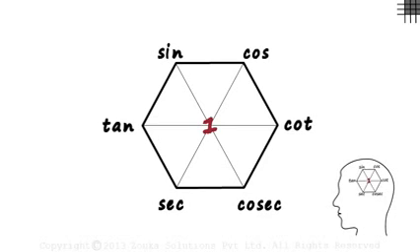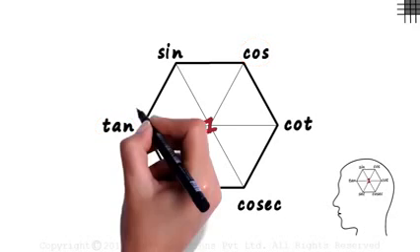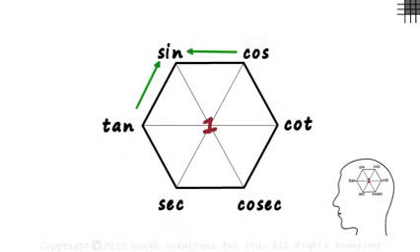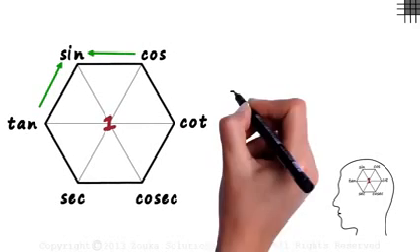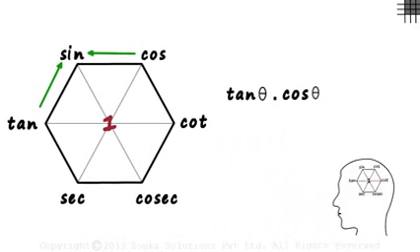Take any 3 continuous functions in the hexagon like tan, sine and cos. Tan multiplied by cos will give us sine. So if 3 continuous functions are taken, the product of the first and the third functions results in the function in between them. We can say that tan theta multiplied by cos theta equals sine theta.